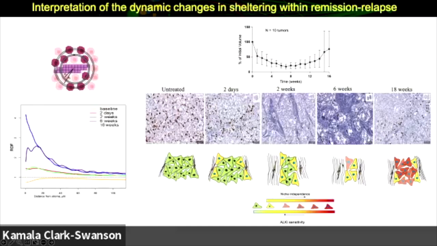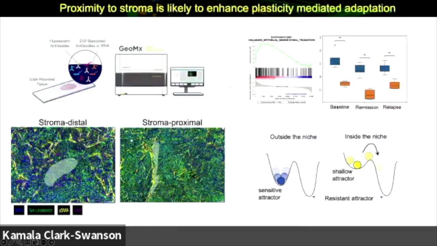And this is what drives the relapse, at least in this experimental system. Another very important point here is that when we look at the spatial transcriptomic analysis, we're trying to assess what's different between cells that are close to fibroblasts and those that are far from the stroma. And we're seeing, again, evidence of a very strong EMT signature, which is associated with plasticity. So it looks like the cells that are close to fibroblasts are not just surviving, but might also have an enhanced ability to change phenotypically and adapt to the stress of the drug by rewiring their gene regulatory networks.